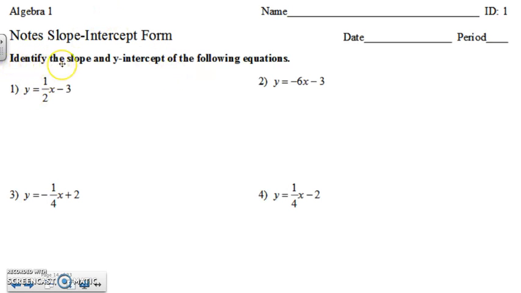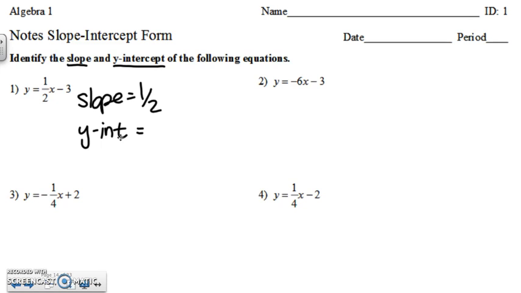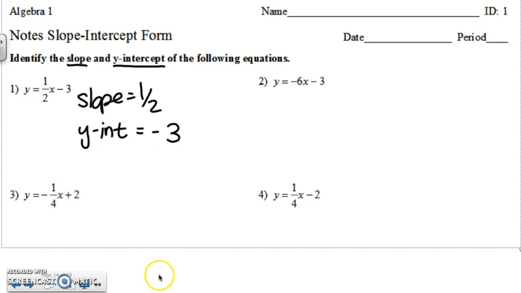So identify the slope and then the y-intercept of the following equations. So we know that the slope is right next to your variable, so my slope would be 1/2. So you do not write x, you just write the number in front of the x. And then your y-intercept, I'm going to abbreviate that, would be at the very end of the problem, which would be a -3. And that is all you do.